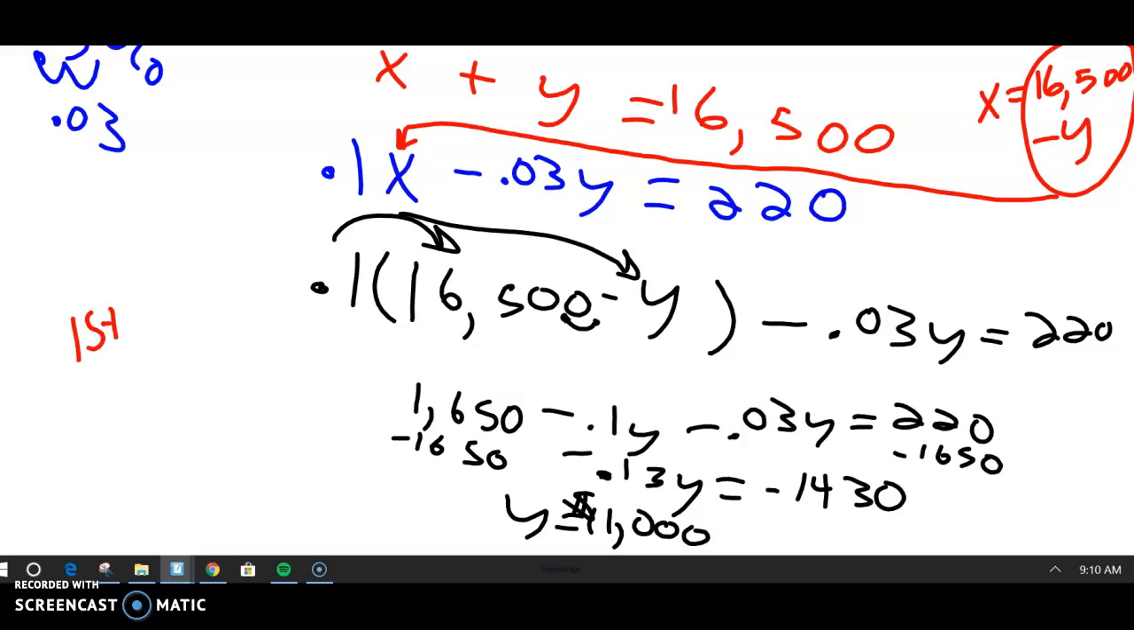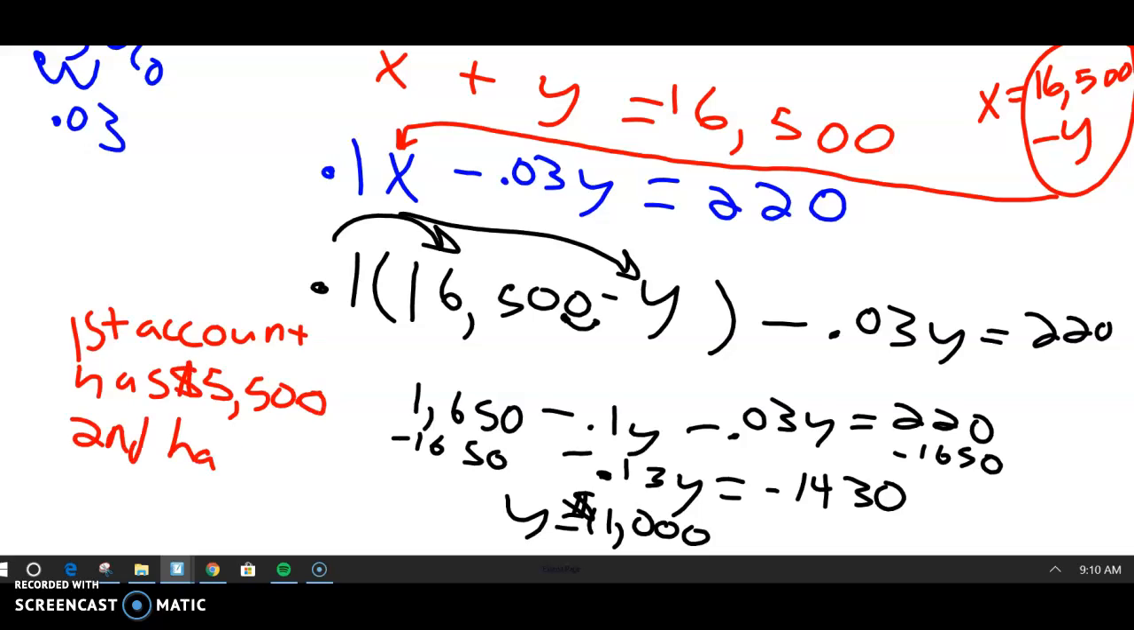first account has $5,500. Second has $11,000.